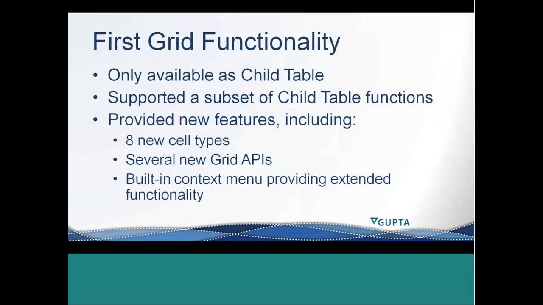The first grid in 5.1 was only available as a child table. It supported a subset of child table functions. Through the versions, we introduced many more table windows functions in the grid. If you go to 6.1 nowadays, you will notice that we support many more table windows functions as compared to the first release. And it provided new features including 8 new different cell types, several new grid APIs, and a built-in context menu providing more extended functionality. We're going to talk about these 3 categories in a few slides.